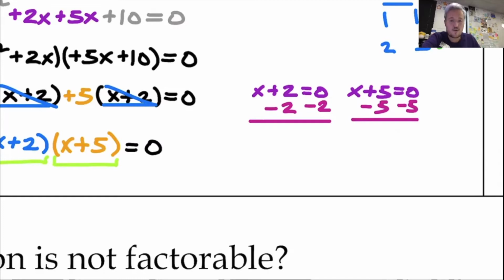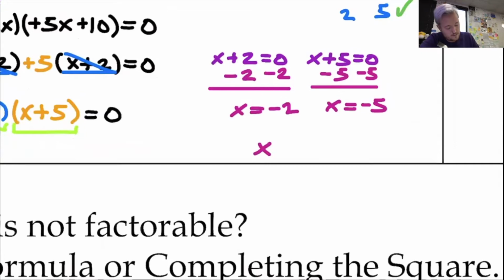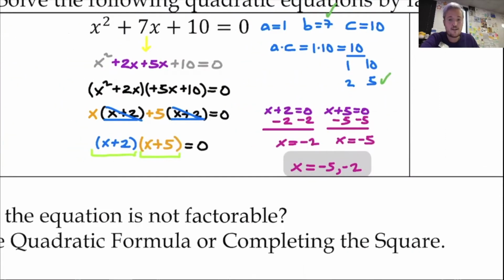So when I subtract 2 on both sides, on the left side, we're going to have x equals negative 2. And on the right side, we're going to have x equals negative 5. So my solutions here: x equals negative 5, comma, negative 2. Remember, do not put parentheses. These are not a coordinate. Those are individual points.